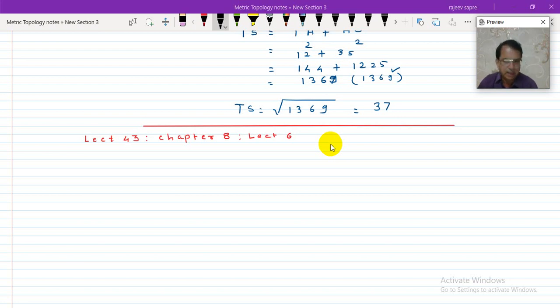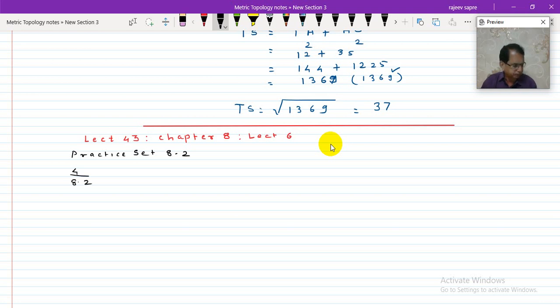Now we will solve certain problems from your exercise practice set 8.2. In that, not all problems, those constructions you can do. I will start with the fourth problem from 8.2.